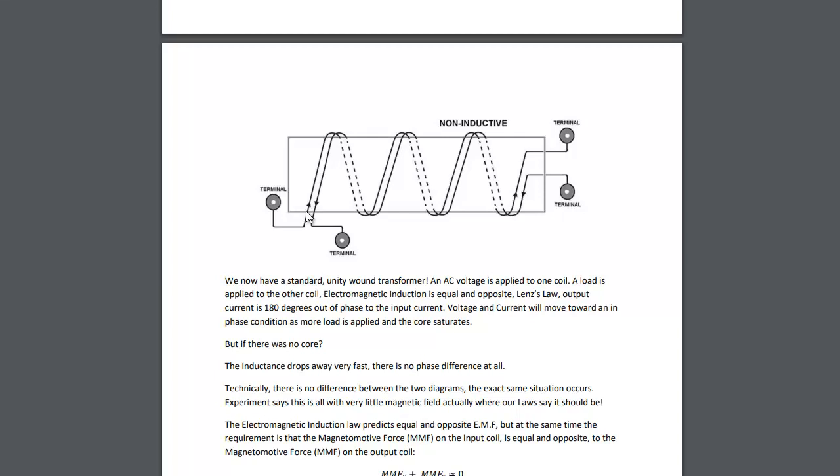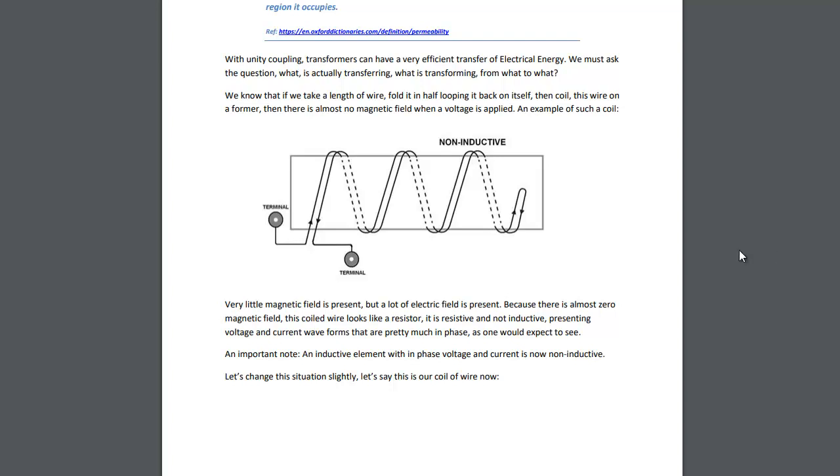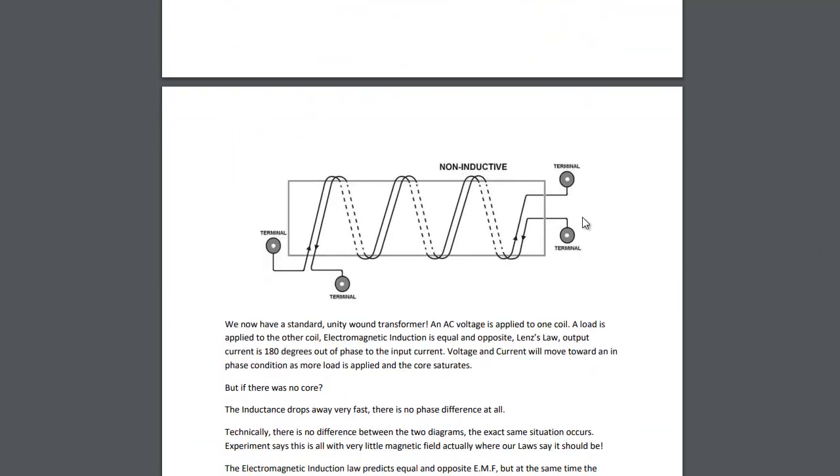So that is telling us that each wire on this coil, on this former, is equal and opposite. There is no difference between the wires. There is no difference between that and that. The only difference is we have one end folded back on itself, and here we have a set of terminals coming out. But at a wire level, it's exactly the same. It's exactly the same process. There's no difference.